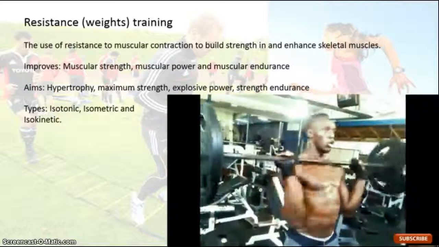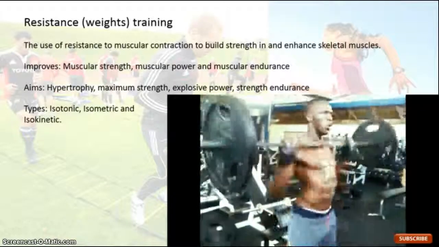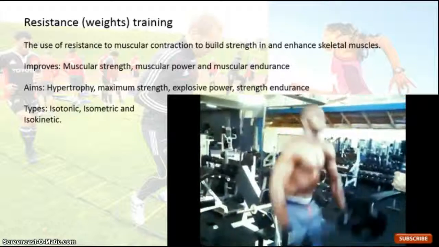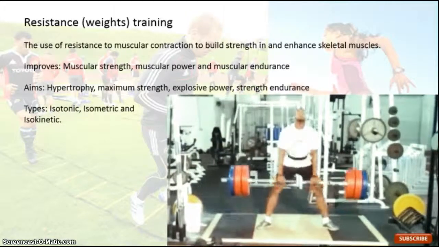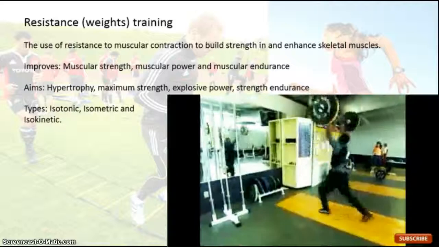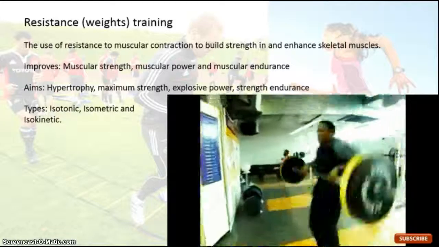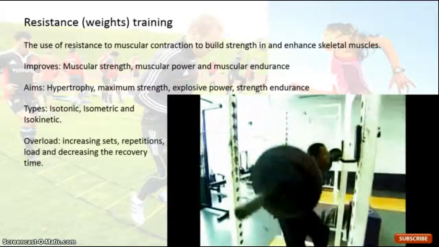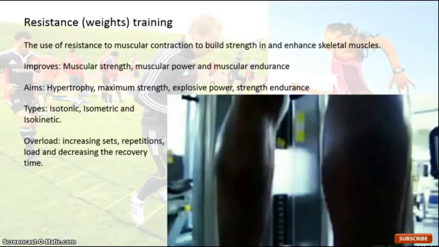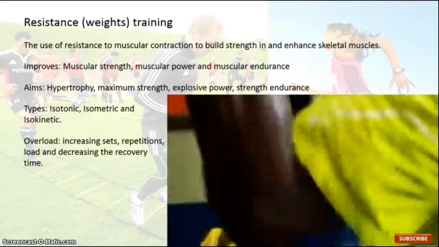The second type is the isometric, which involves contracting the muscle against an immovable resistance. And the third is isokinetic, where specialist machines change the resistance to cater for the weak points, allowing more weight to be lifted throughout the movement. Overload is usually applied to resistance training by increasing the sets, reps, load, and decreasing the recovery time.